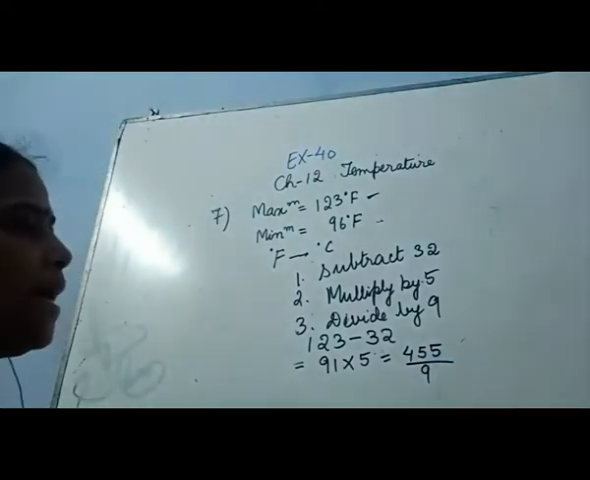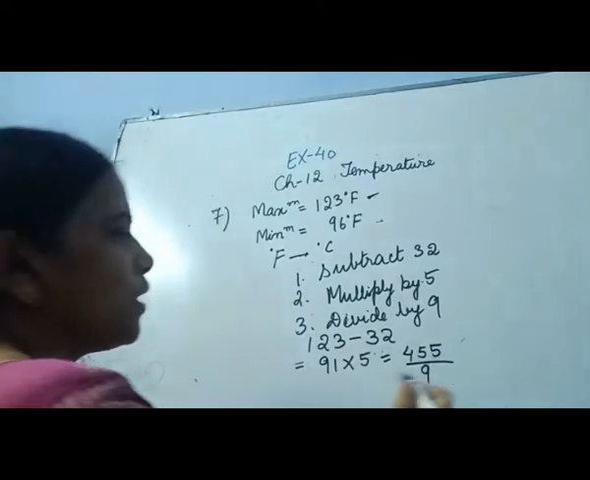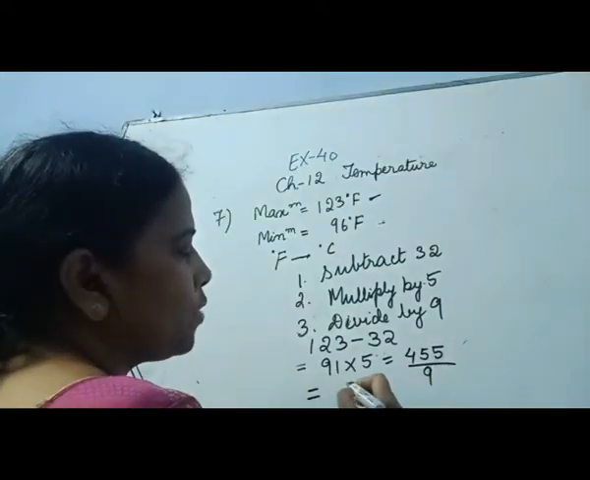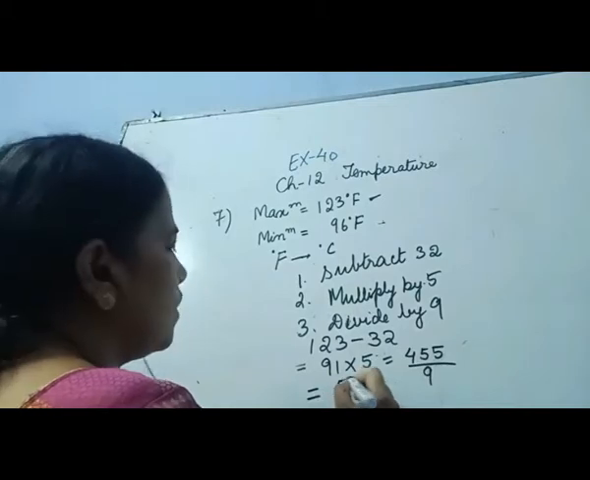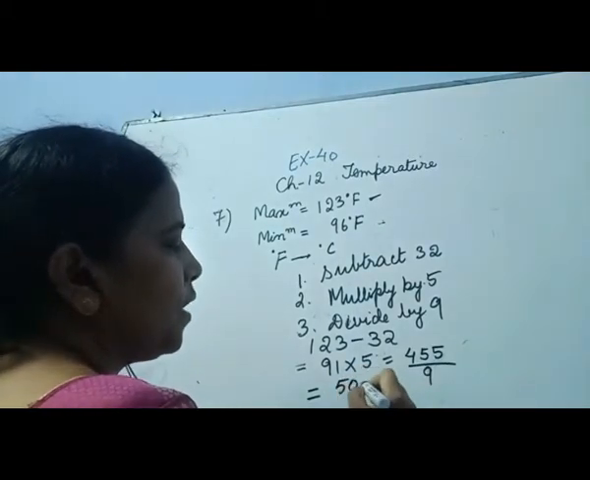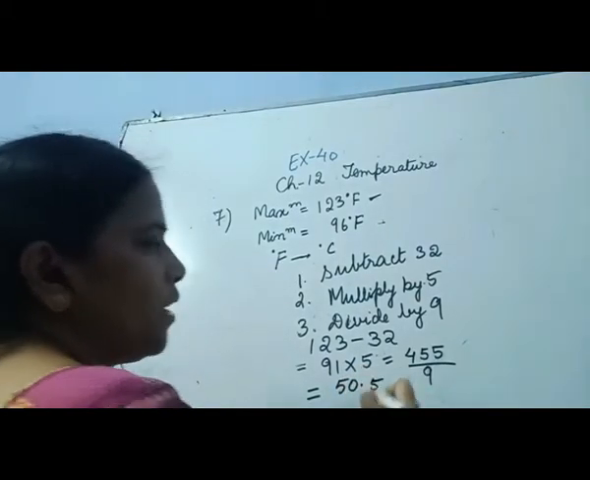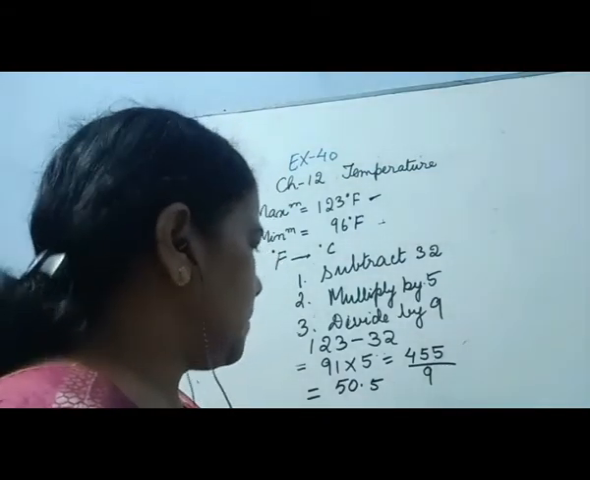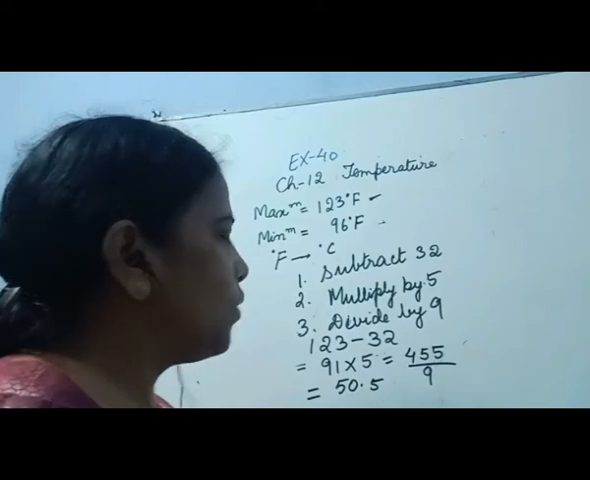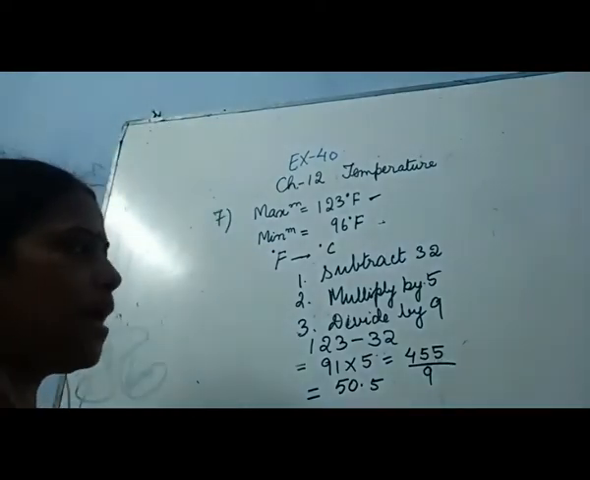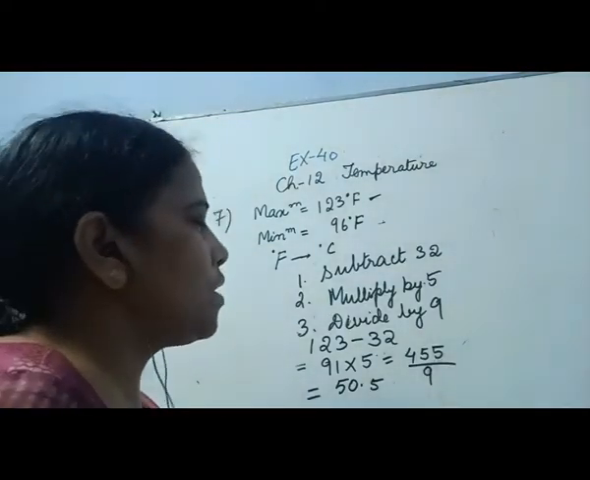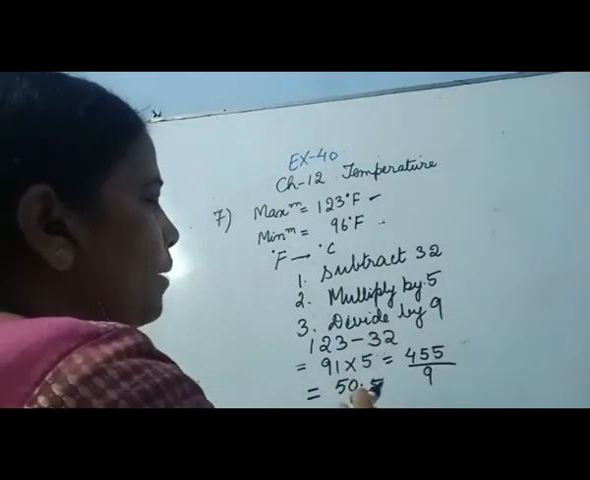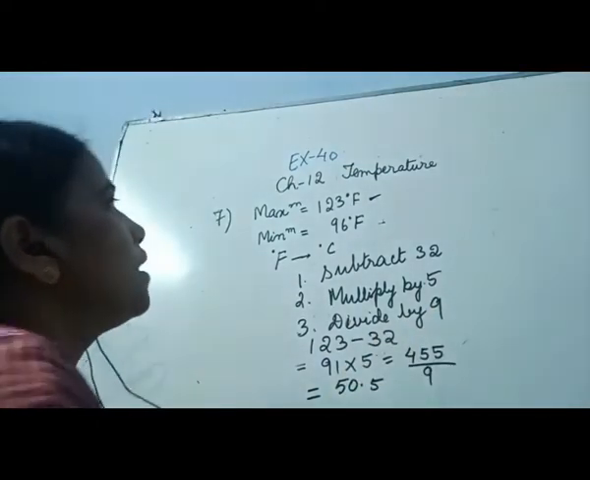So what are you going to get when we divide 455 by 9? You will see that you are going to get 50.5. We have got this answer.